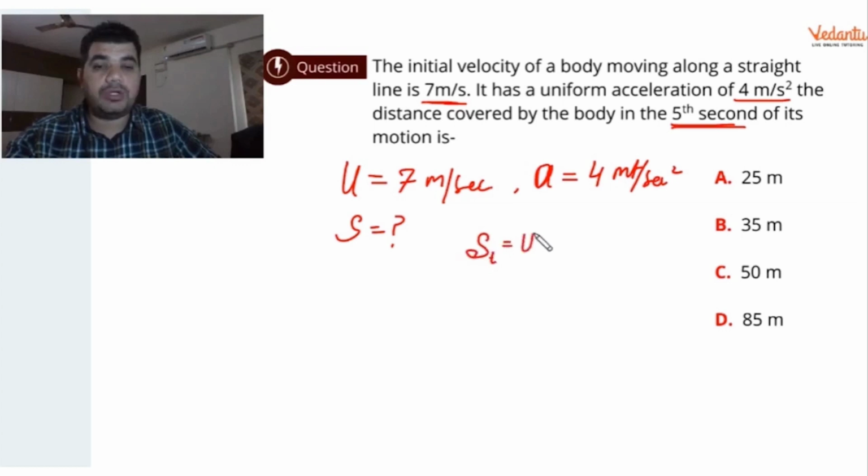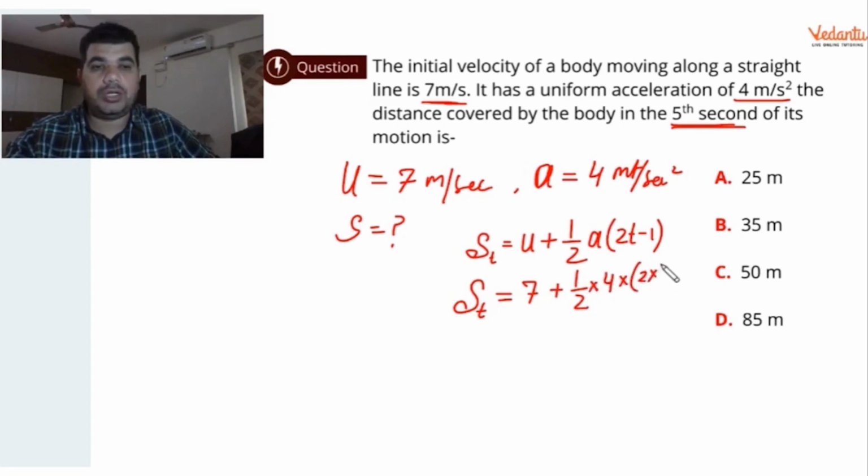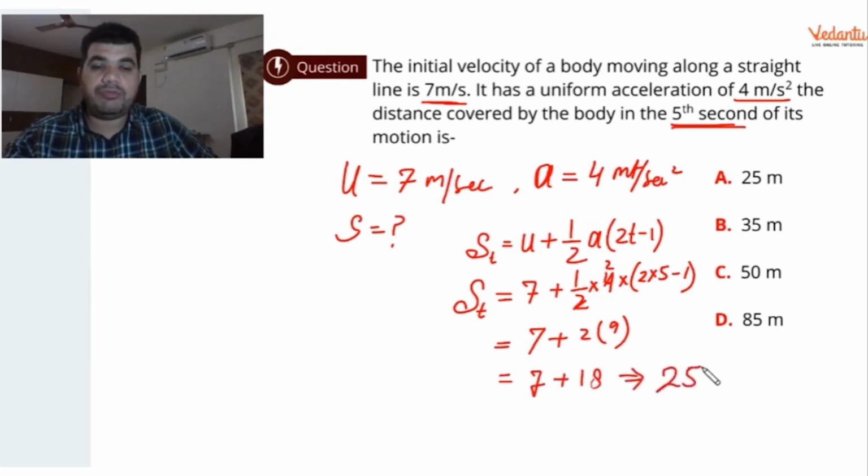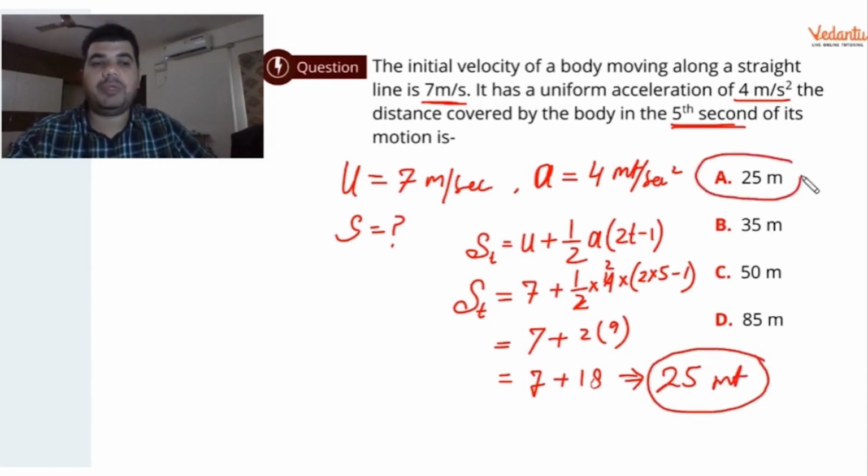S_t is equal to u plus half a into (2t minus 1). So S_t is what you have to find. What about u? 7 plus 1 by 2, acceleration 4, into (2t minus 1), where t is equal to 5. So 7 plus 2 into 10 minus 1, 9. So 7 plus 18. 18 plus 7 is equal to 25. Okay. So the displacement in the 5th second, not 5 seconds, is 25 meter.